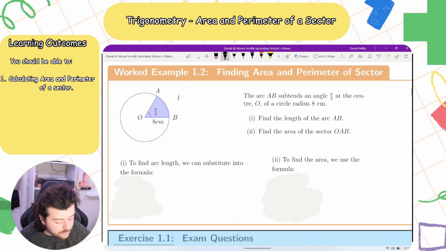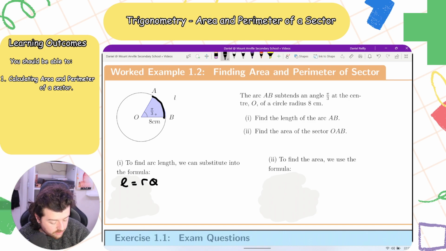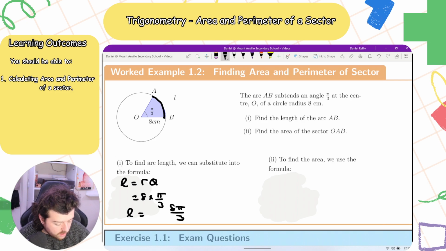The arc AB subtends an angle pi over 3 at the center O of a circle of radius 8 centimeters. Find the length of arc AB. So I want to find the length here. I know the length is equal to r theta because my angle is in radians. That's going to be 8 times pi over 3. So my length is equal to 8 pi over 3. That's it. That's all we have to do.